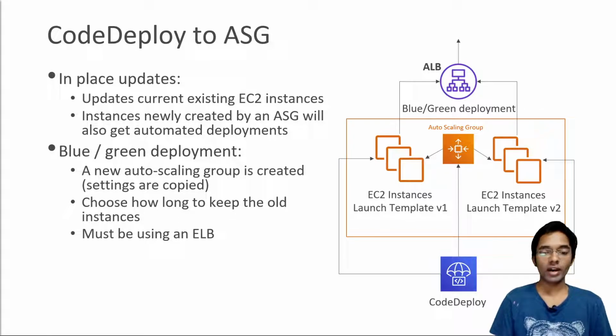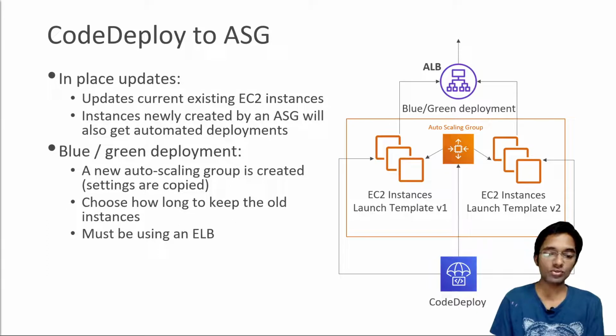So I've simplified it, but here's the example. So ELB is serving traffic and we currently have an auto scaling group that has EC2 instances that are launched using the launch template version 1. CodeDeploy will deploy your application into these instances, and in case your auto scaling group starts adding more EC2 instances, so as we scale out, CodeDeploy is smart enough to start deploying the application to the instances.